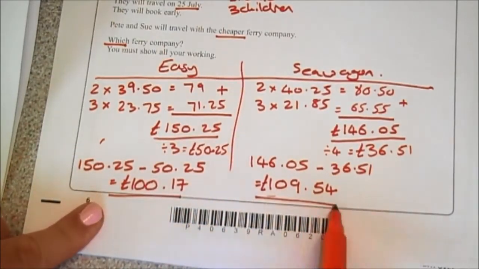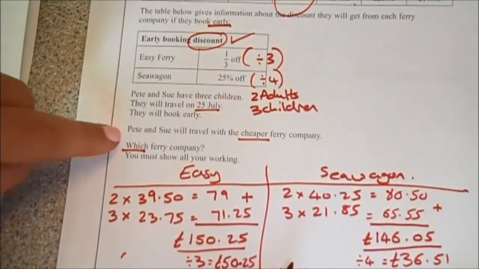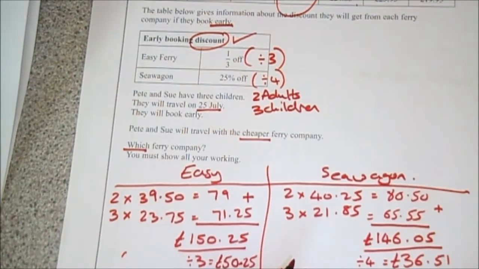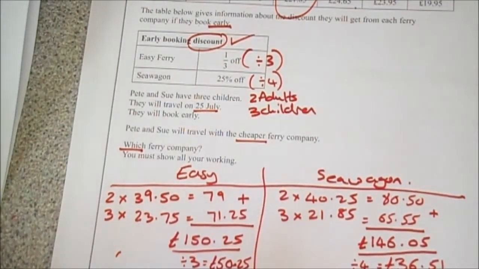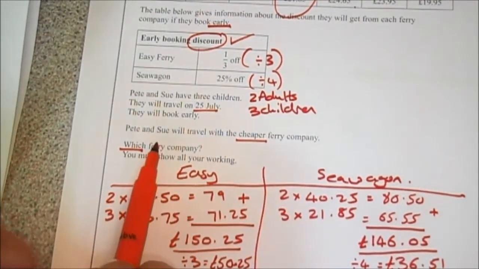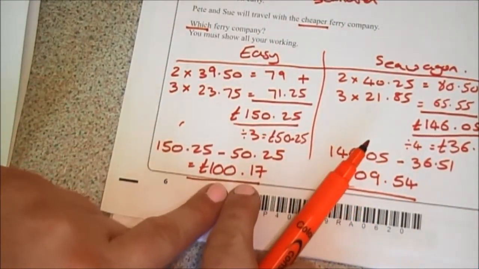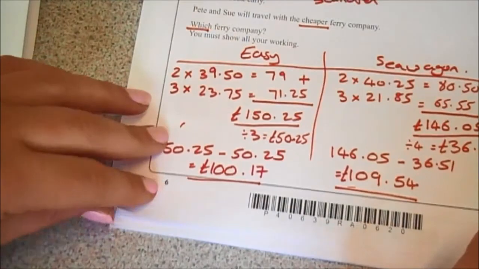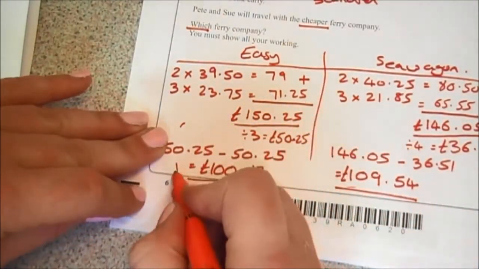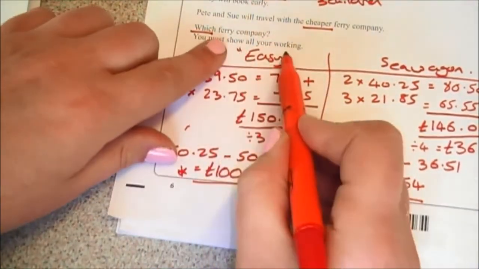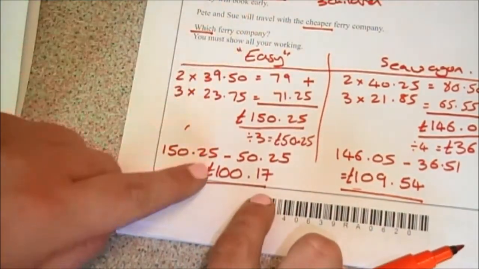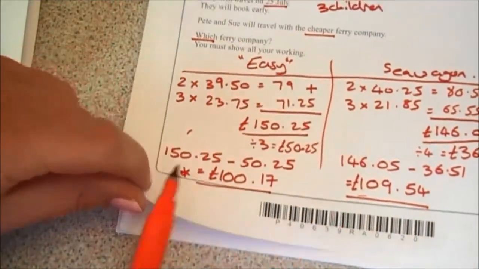So now I've got my 2 numbers. I can compare them and decide which ferry company they should choose. So they want the cheapest one. Which is cheaper, £100.17 or £109.54? Well, it's this one. So I'm going to make my statement that Easy Ferry is cheapest, and I'm going to quote my numbers. I'll write that on this page.